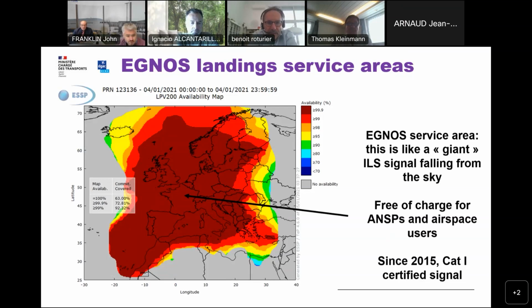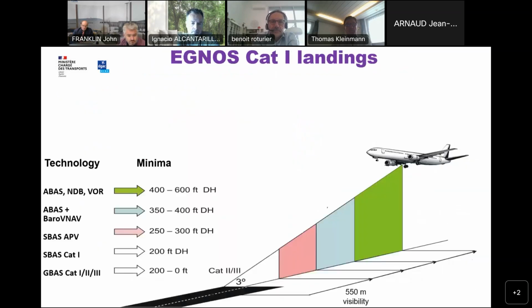And initially, EGNOS was certified with the APV1 signal qualification. Now we are in Cat I certification since 2015. So it's exactly equivalent to ILS. And for us, it was quite important also to have this capability to be able to design, market, and sell the transition from ILS to EGNOS to the airports and airspace users.